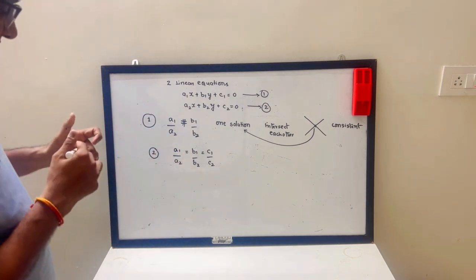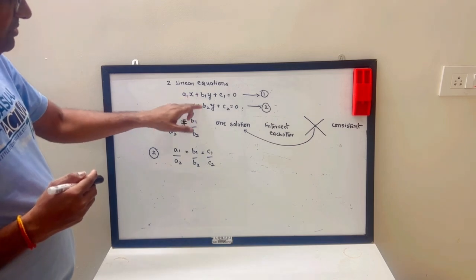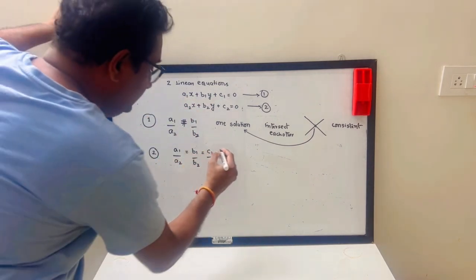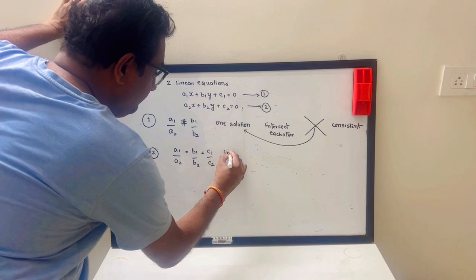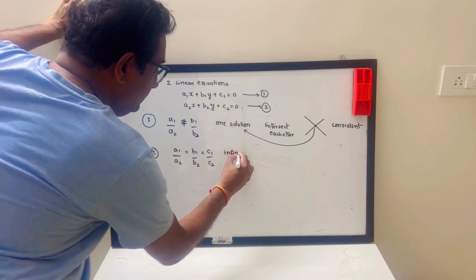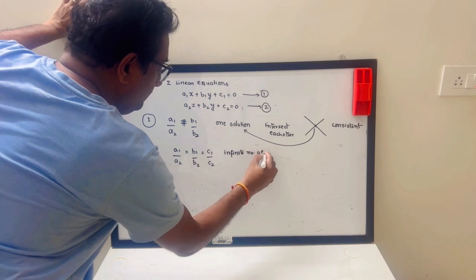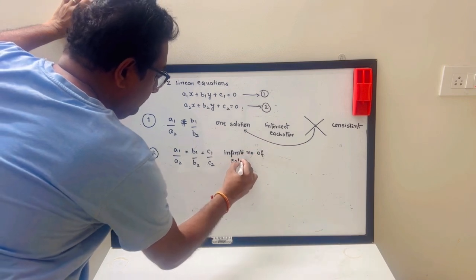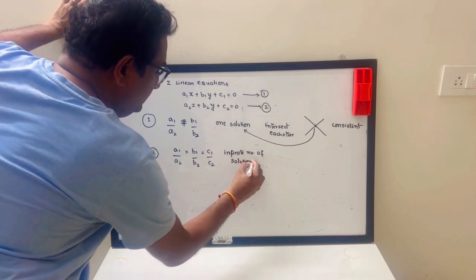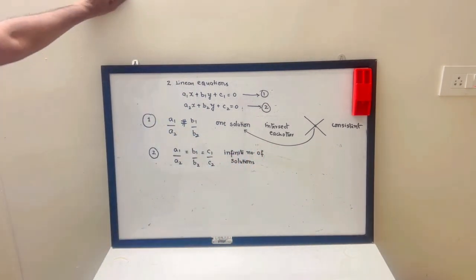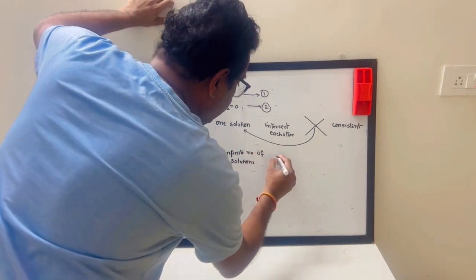So in the second case, we are saying that a1 by a2 is equal to b1 by b2 is equal to c1 by c2. So for this case, there will be infinite number of solutions. So n number of solutions we have. This condition is satisfied. Okay, what does it mean? It means that they are coincident.